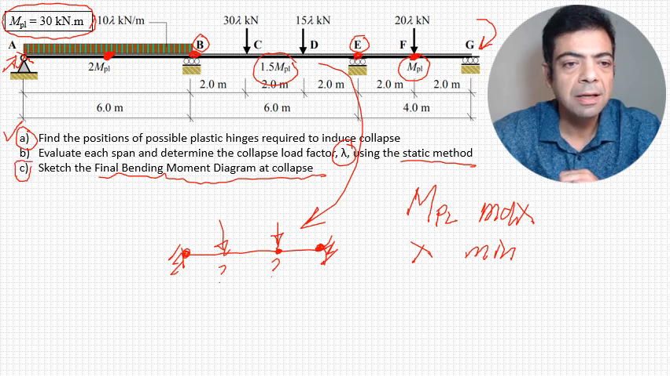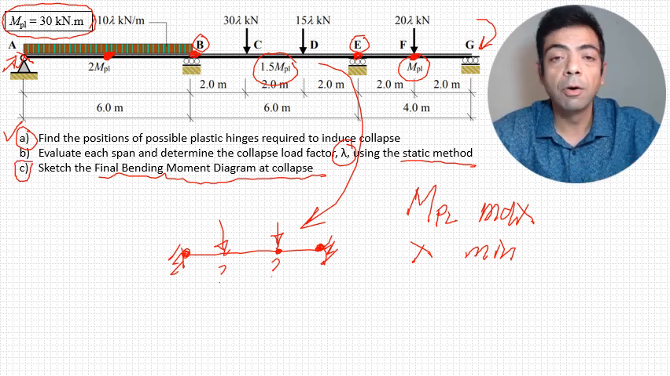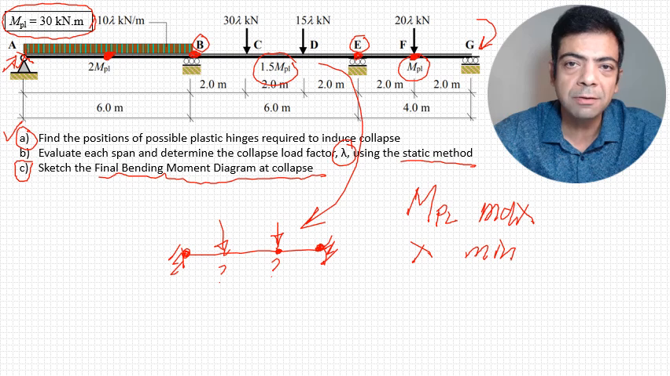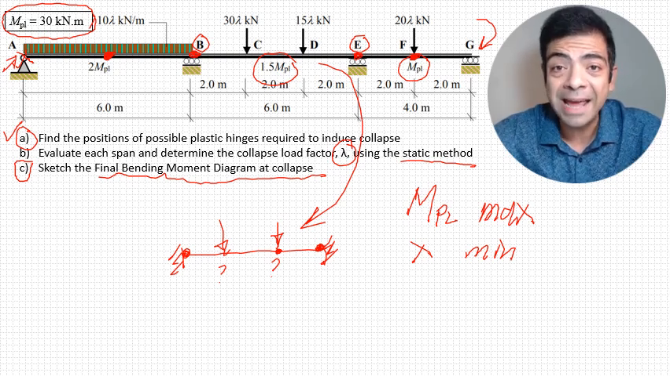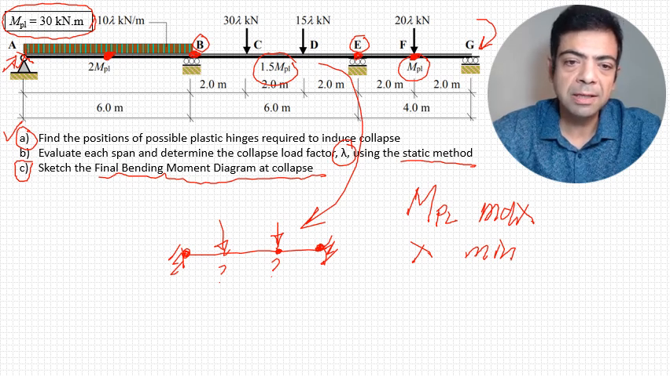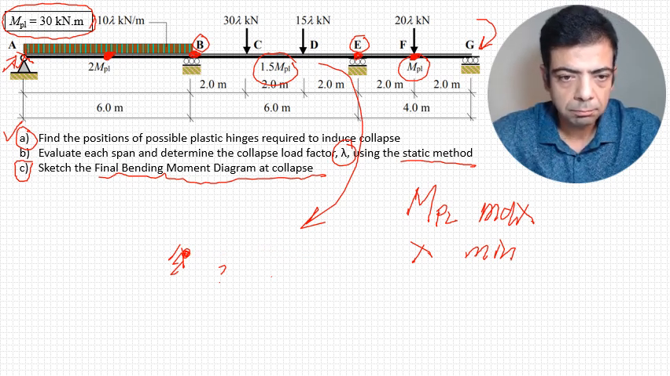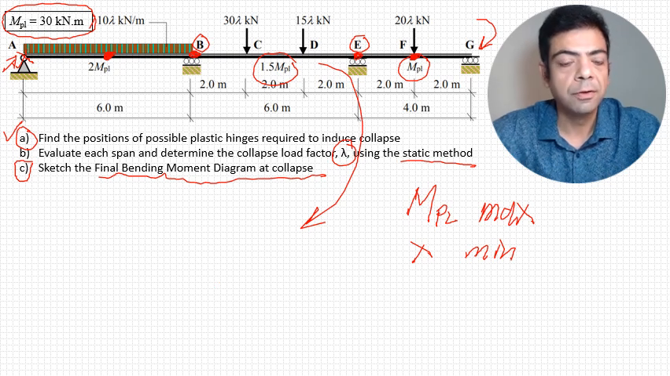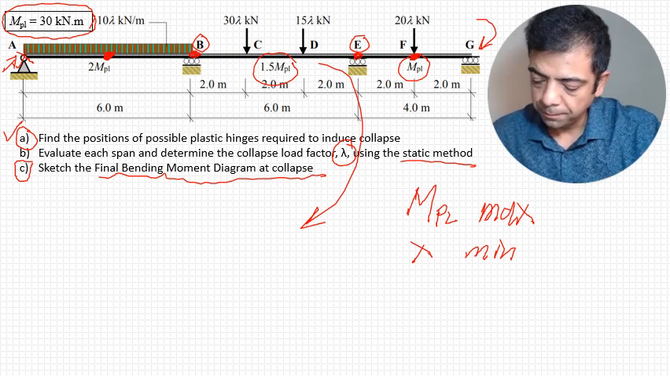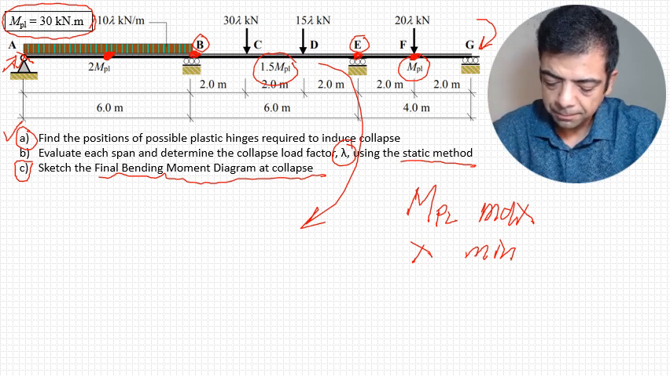Okay, so I mentioned that probably part C is going to be the easiest. So let's go ahead and guess what the final bending moment at collapse is, and it will help us confirm that part A is correct. Let's go ahead and clear some space. I'm going to plot the diagram here at the bottom. Let's put a copy of the beam in black.